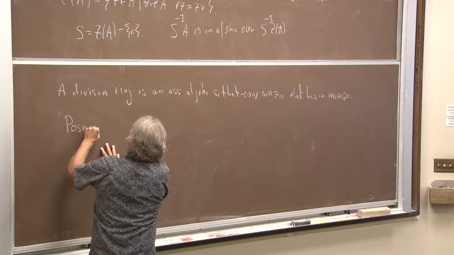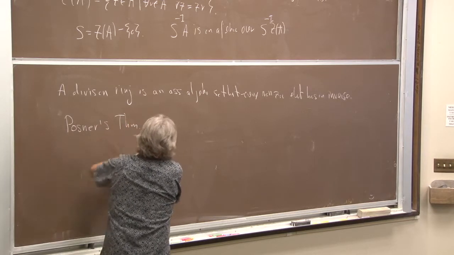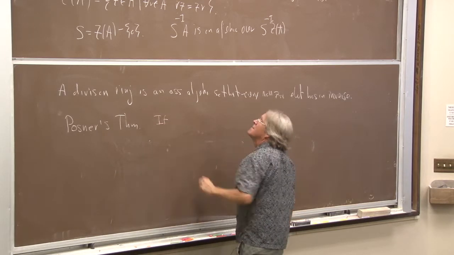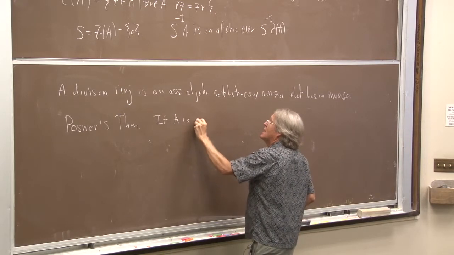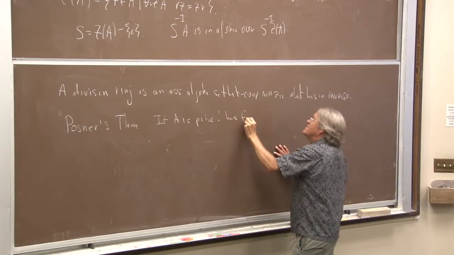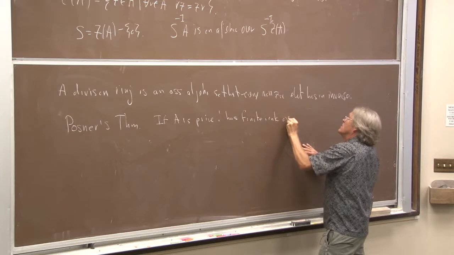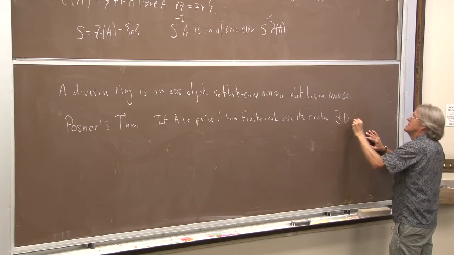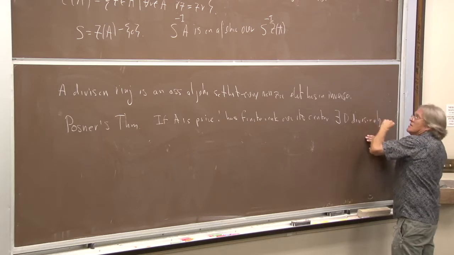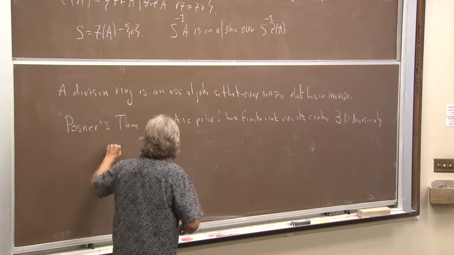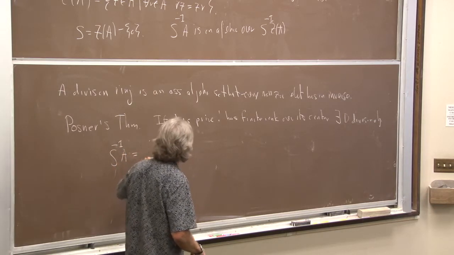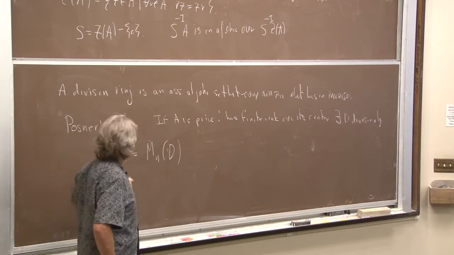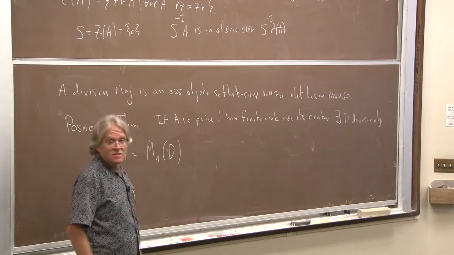one of the few really deep theorems of structural ring theory from the 1970s. This is Posner's Theorem that says if A is prime and has finite rank over its center, there exists a division algebra so that S inverse A is Mn of D. So once you localize the algebra, it becomes matrices over a division algebra.